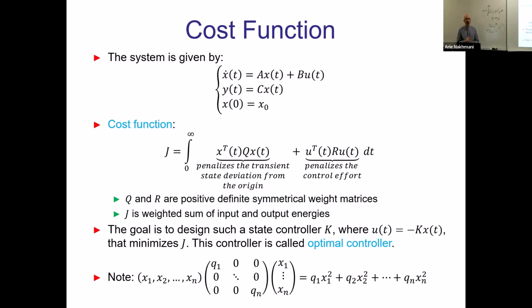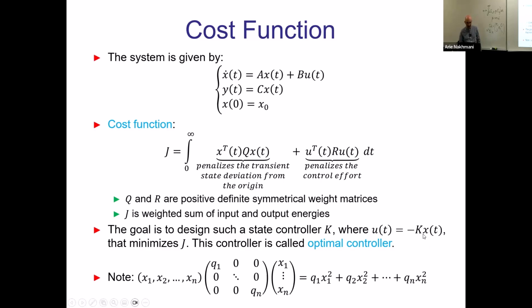So number one that you need to remember is that the J that we are optimizing is a weighted sum of the energies of the state and of the input of the plant, okay? And we are minimizing the J, and the optimal controller will minimize the J. So we want to design a controller which will be u(t) equals minus Kx(t), which is a regulator controller. Pay attention that I'm not using the reference input.